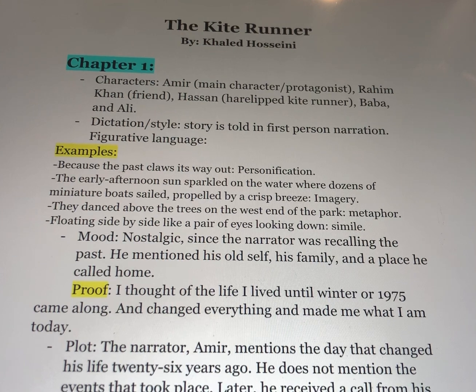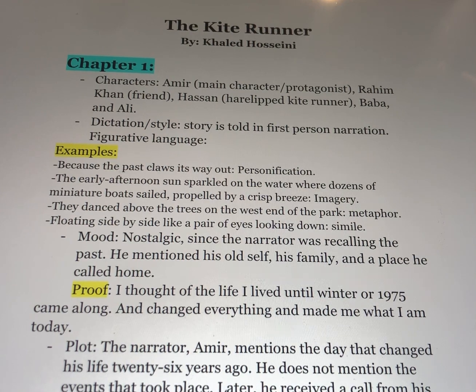And you have the kites dancing above the trees on the west end of the park. So this is metaphor because they're comparing something, and that danced. And then you have "floating side by side like a pair of eyes looking down." So they're comparing them using "like." They're comparing them side by side like a pair of eyes. So that's simile.